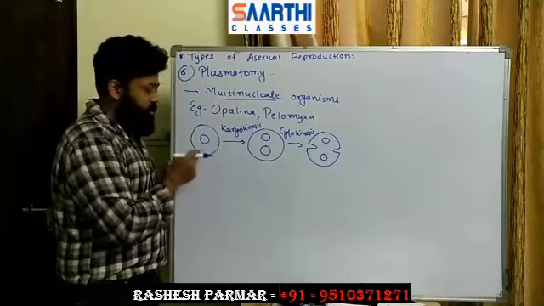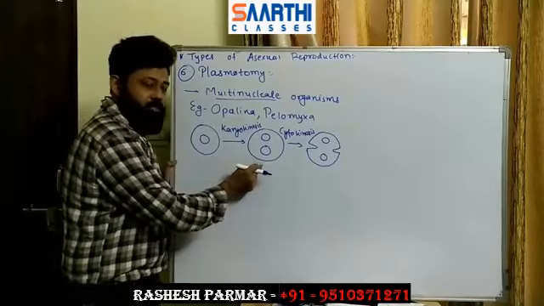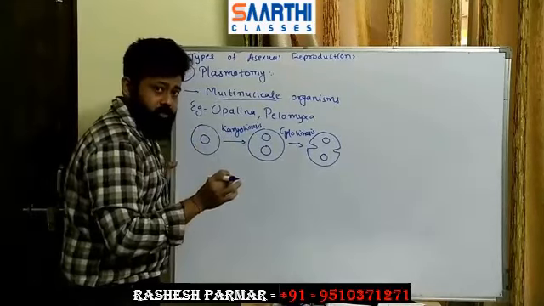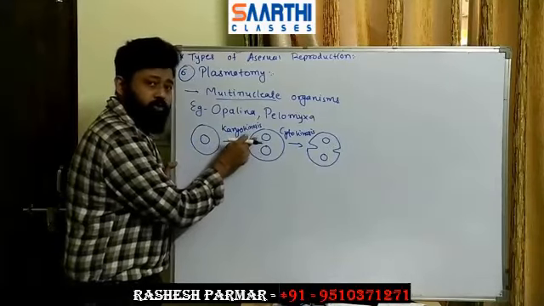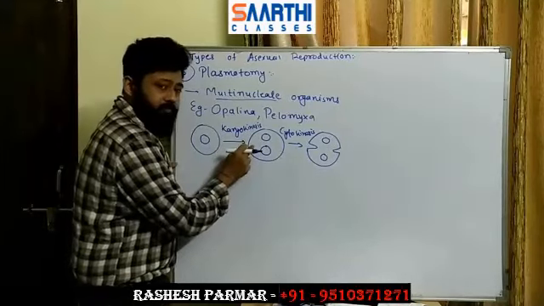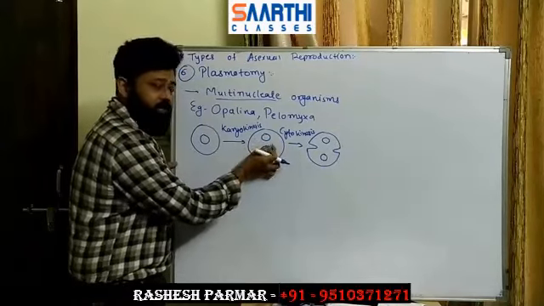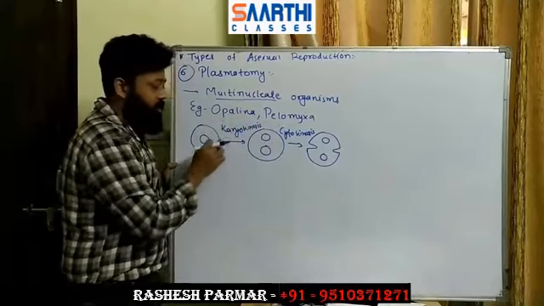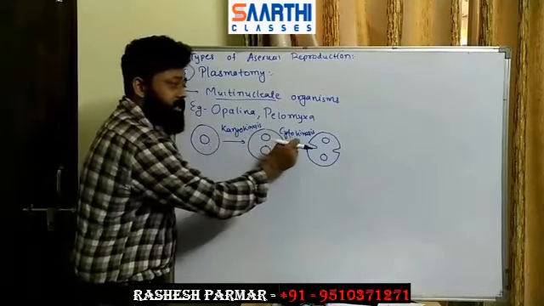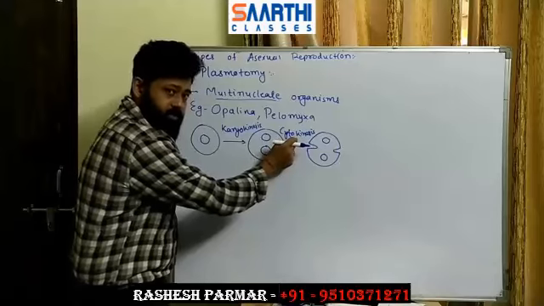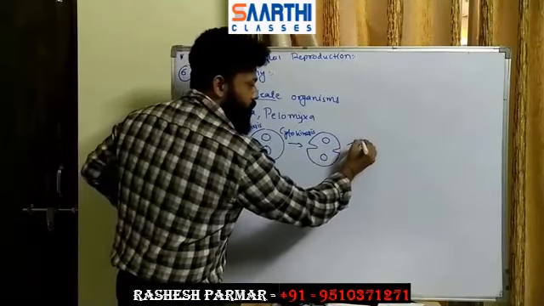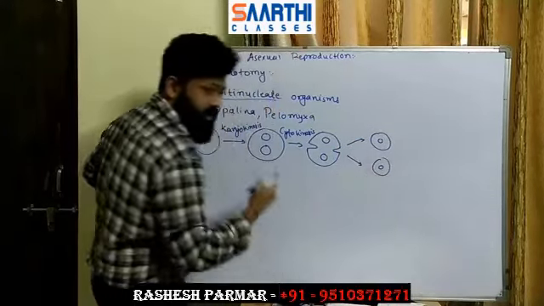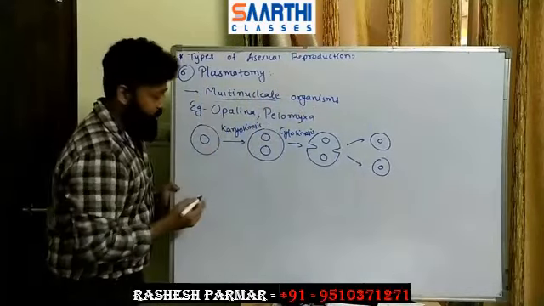A single cell will first undergo karyokinesis. Karyokinesis means division of the nucleus, so it will divide into two nuclei. Then the cytoplasm will divide. Division of cytoplasm is known as cytokinesis. So in general karyokinesis occurs first, followed by cytokinesis. This results in two daughter cells. But in a multinucleate organism, what happens?